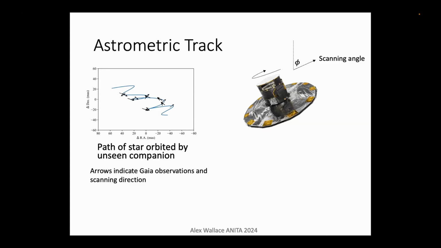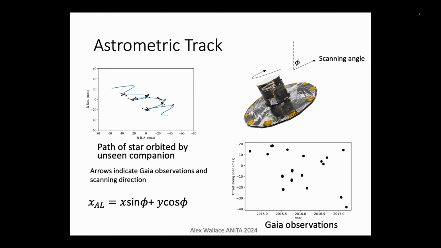But in this example here, the arrows indicate where Gaia is observing it, and they're pointing in the direction Gaia is scanning. So we end up with this one-dimensional astrometric signal, which I'm calling XAL for a long scan direction. Which is just given by the offset in right ascension and declination multiplied by the sine and cosine of the scanning angle. And so we end up with this as the Gaia observations, which I don't actually have access to yet. I'll get to that later in the talk. So we end up with, like I said, a one-dimensional time series of astrometric observations here.